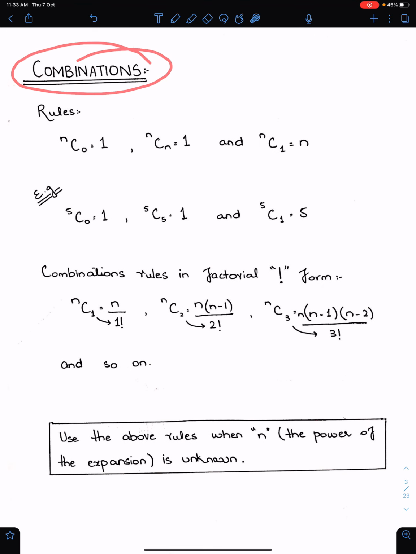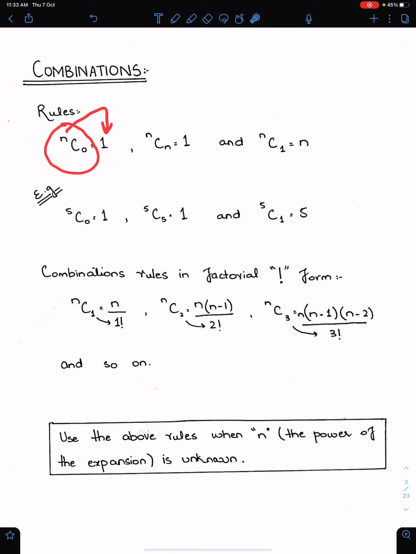Combinations. We use combinations in binomial expansions. These rules will make the calculations simple. nC0 is 1. Whenever this number is 0, the answer is always 1. For example, 5C0. Because of this 0, answer is always 1. When both numbers are same, answer is also 1. For example, 5C5 is 1. When this number is 1, then answer is always this number. Like 5C1 is 5.